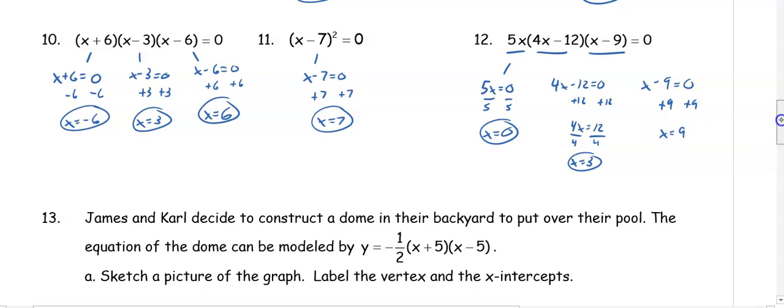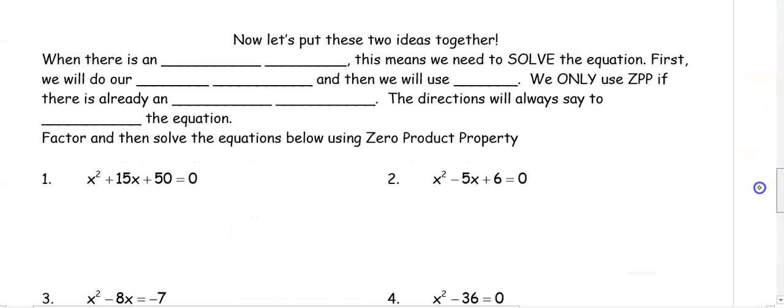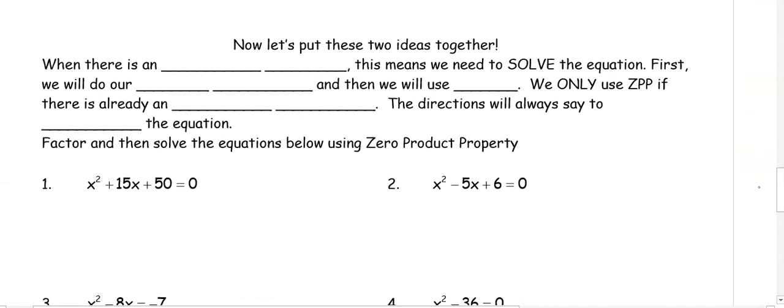So we're going to skip over number 13, and now we're going to work on putting the two ideas together. So when there is an equal sign, this means we need to solve the equation. So first, we are going to do our box factoring, and then we're going to use zero product property. Remember, we only use zero product property if there is already an equal sign and the directions say solve the equation.